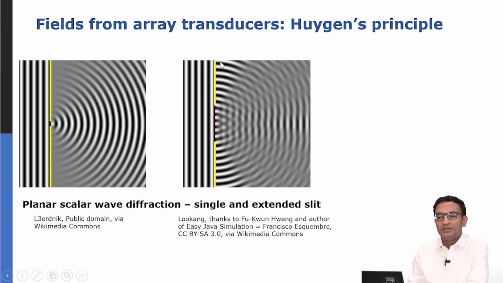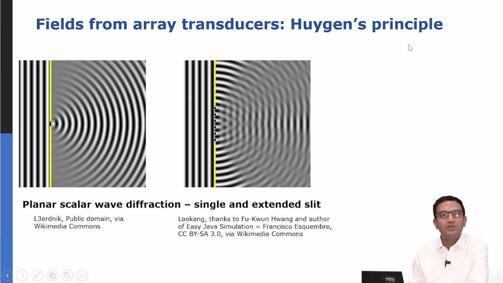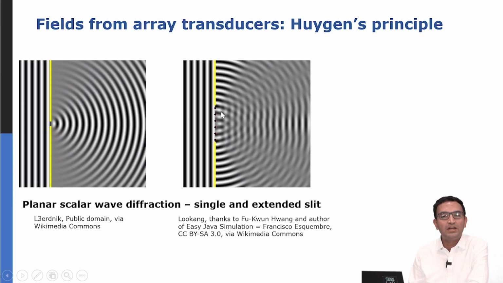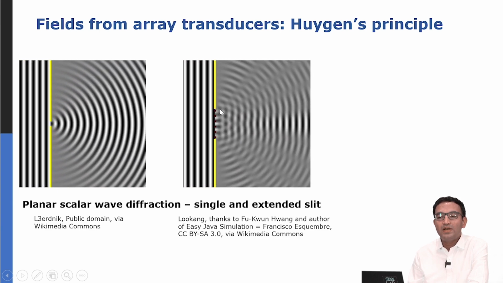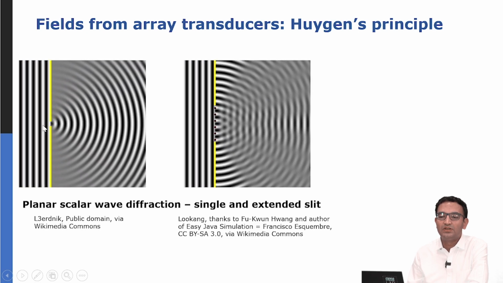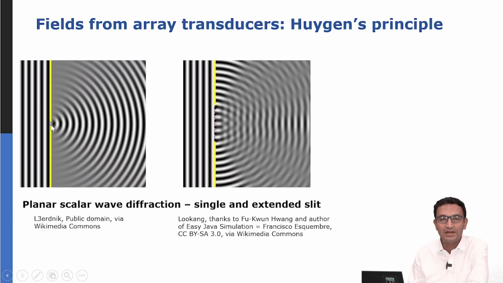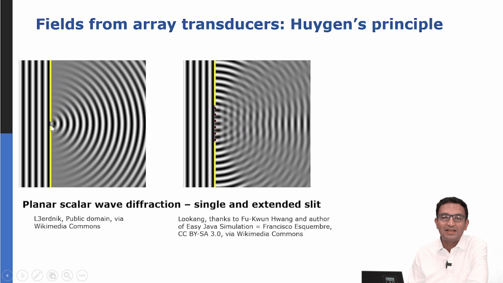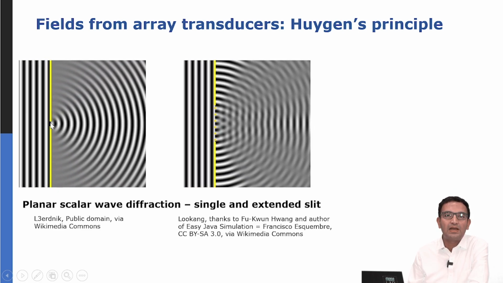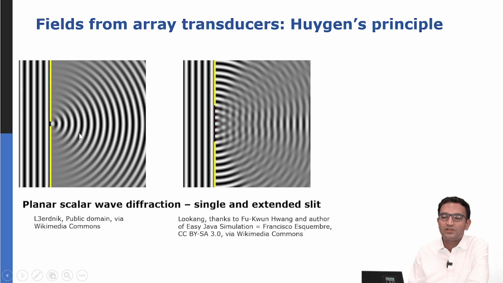So just recall Huygens principle, which you may have studied in optics or in your high school. This is just to give an intuitive understanding of how an array transducer generates its fields. So here is a plane wave which is coming and interacting with a slit. This slit you can think of as a single crystal. This single small crystal, smaller diameter than wavelength, will produce this kind of a spherical wavefront.